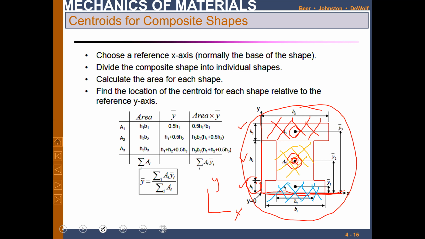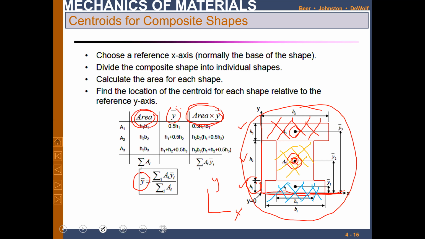And now we have this one and this area, so we can calculate the first moment of area by multiplying the area into the centroid. So you can calculate like this one, right? And if you want to calculate the centroid of the whole shape, it will be y bar equals the sum of all the first moment of areas divided by the sum of all the areas. So you will get the y bar of this particular shape, right?